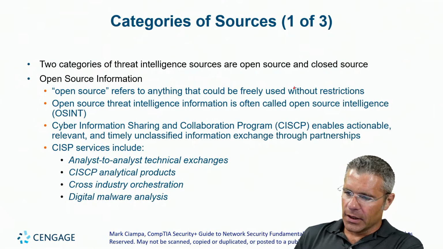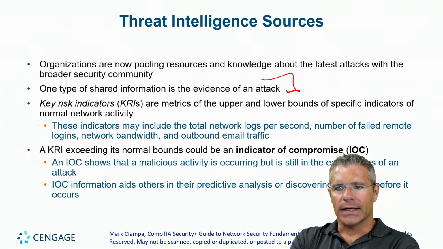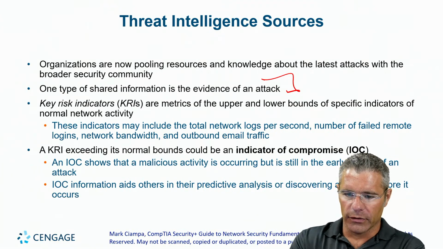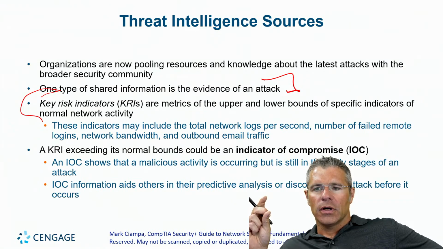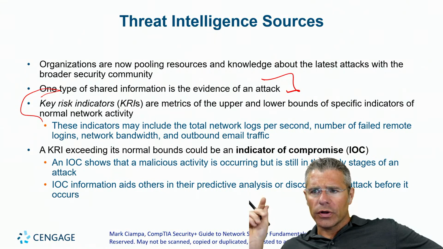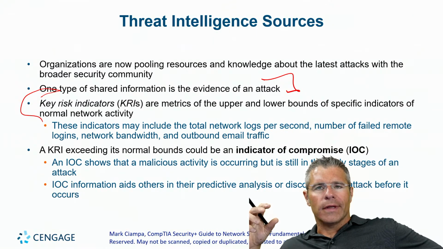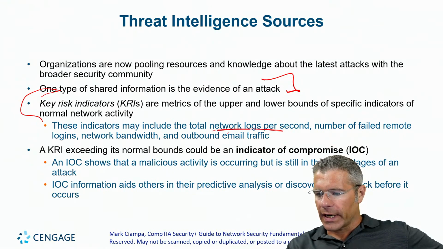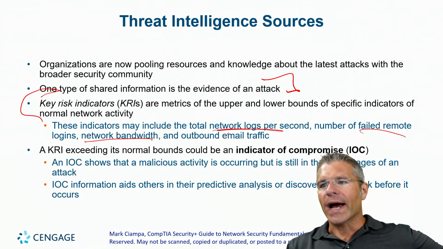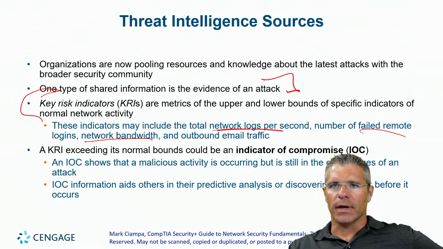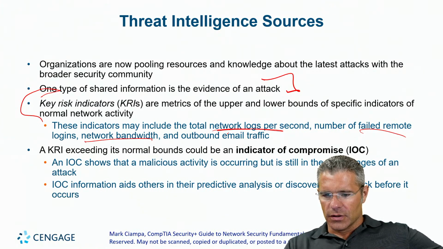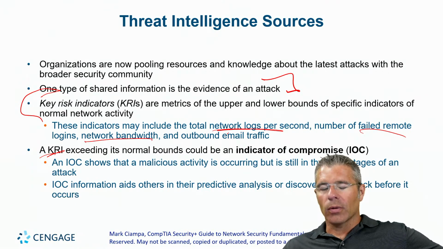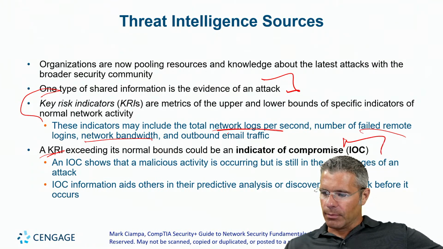So there will be things like evidence of what happened in an attack, or KRIs, or key risk indicators, that explain what went on inside of these attacks. Those are the things like, was there a bunch of network activity per second, or was there a bunch of failed logins? Is there an attack using X amount of bandwidth, or a bunch of email leaving your system? We tend to call it, if there's some kind of risk indicator that's out of bounds, or a number of other things, indicators of compromise, or IOCs.